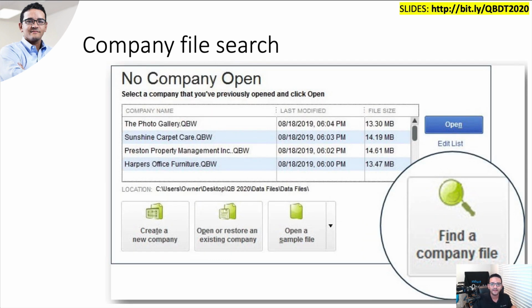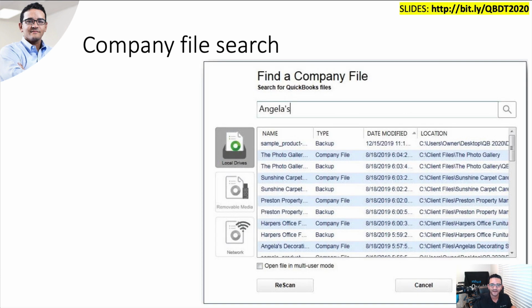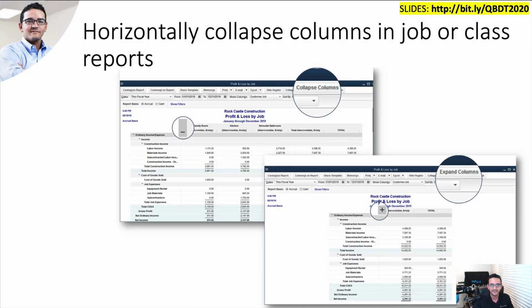Okay, and then the company file search, basically a little button that you click on find company file, and it can search through your computer, in a network folder, in a USB drive or whatever. It will search all the active QB files, backups, company files. You can also search it by name. This actually works a lot better than the built-in window search, okay? Because the built-in window search, it's kind of crappy in my opinion. So this is actually a little bit better.